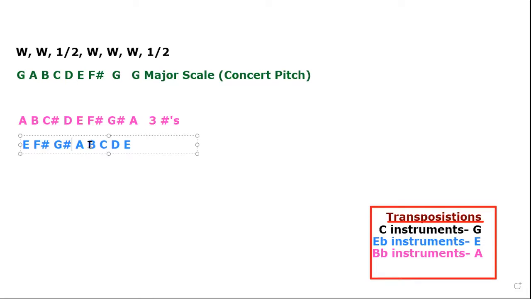Whole step between A and B. Whole step between the next two, which means we need a C sharp, not a C. Then D sharp, and we're good. If you are an E flat instrument, your E scale is concert G major. Your key signature would have 4 sharps.